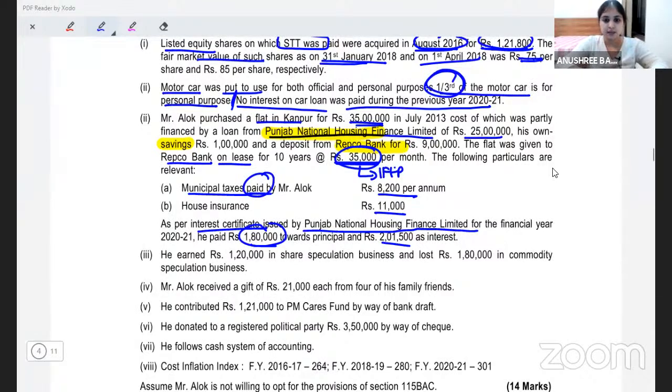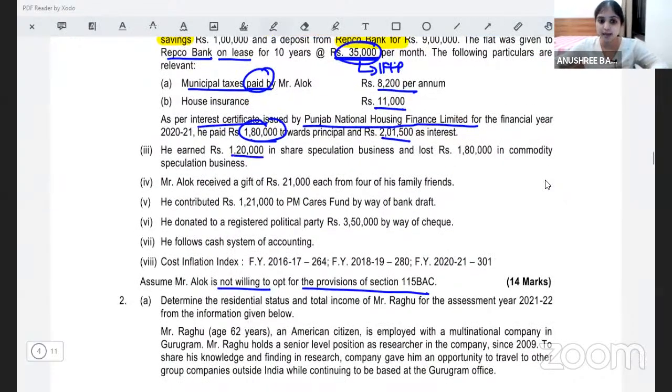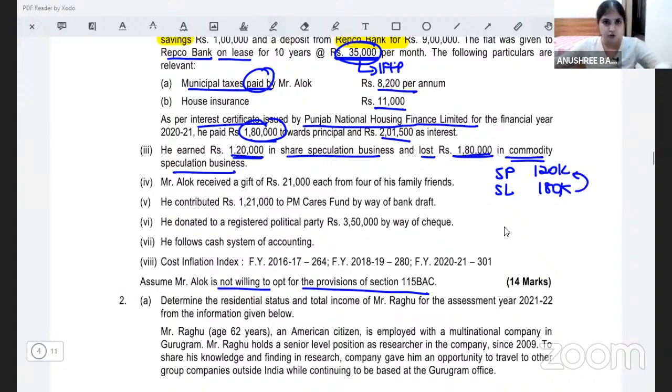Now going ahead, my assessee has also earned 1,20,000 in share speculation business, speculation income, and lost 1,80,000 in commodity speculation business. So speculation profit 1,20,000, speculation loss 1,80,000. Tell me the provision relating to this now. Can we set off speculation loss against speculation profit? Of course, yes. Can we set off speculation loss against non-speculation profit? No, we cannot.